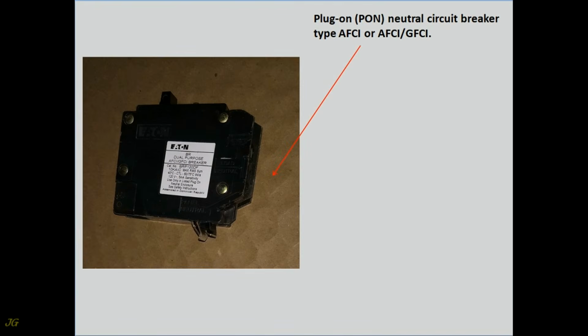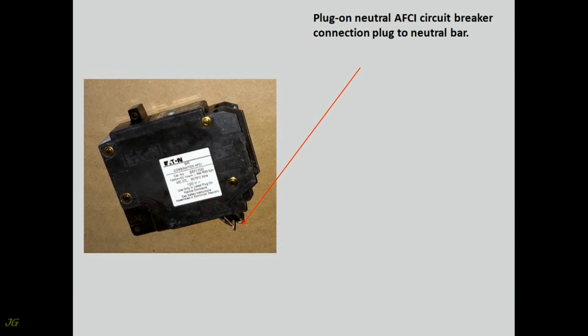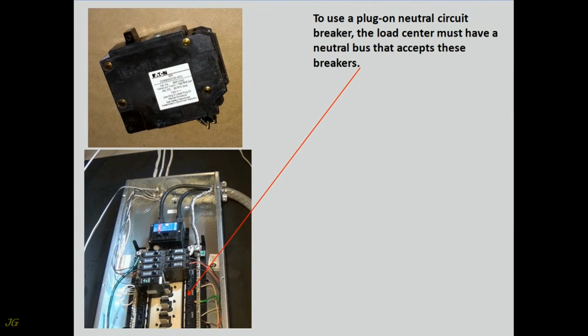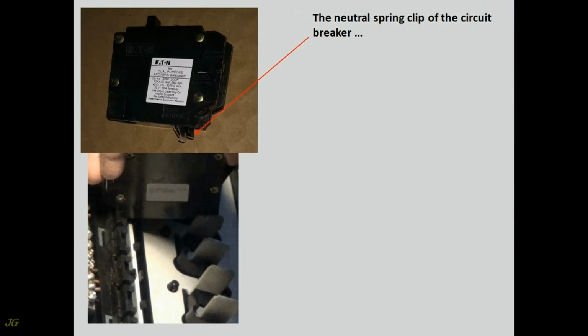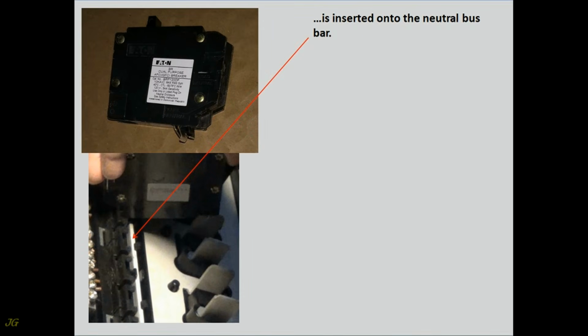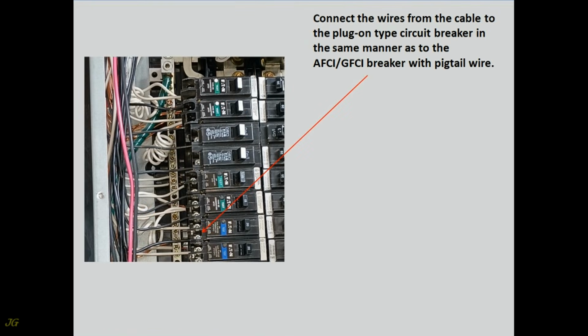Plug-on neutral, PON, circuit breaker type AFCI or AFCI, GFCI. Plug-on neutral AFCI circuit breaker connection plug to neutral bar. To use a plug-on neutral circuit breaker, the load center must have a neutral bus that accepts these breakers. The neutral spring clip of the circuit breaker is inserted onto the neutral bus bar. Connect the wires from the cable to the plug-on type circuit breaker in the same manner as to the AFCI, GFCI breaker with pigtail wire.